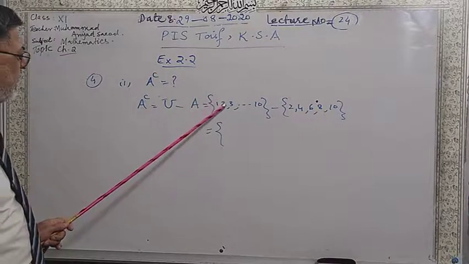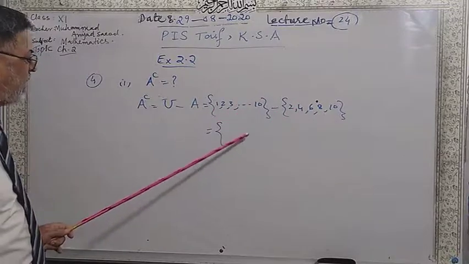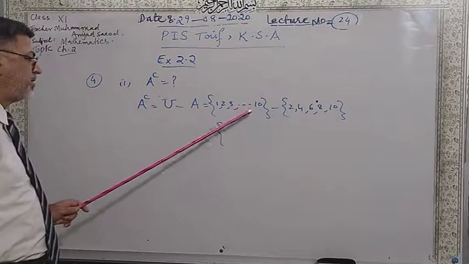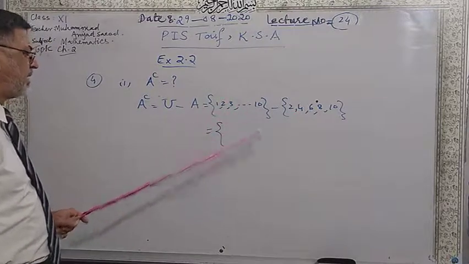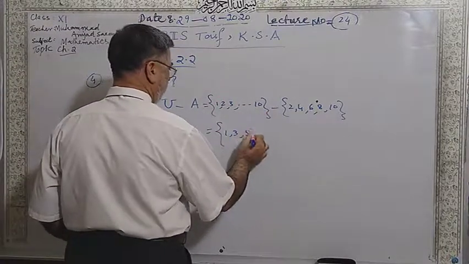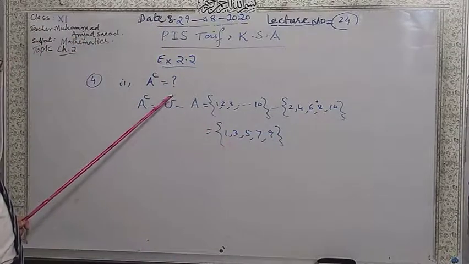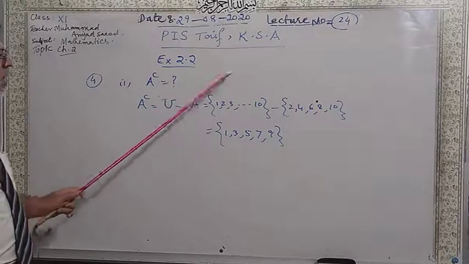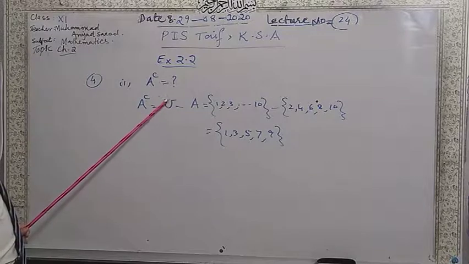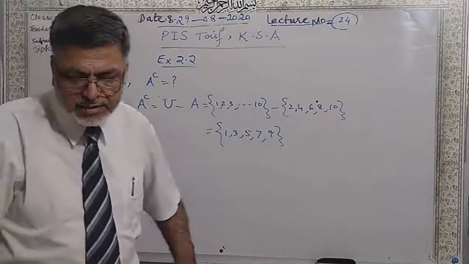So from universal, you will leave these members. You will subtract these numbers from the universal set. What is left? 1, 3, 5, 7 and 9. These are the members of universal which are not in A. Actually, A complement is the members of the universal set which are not in A. That is your required answer.